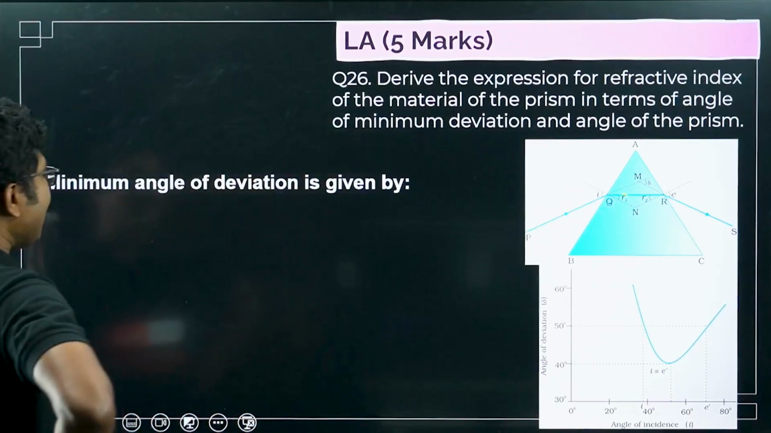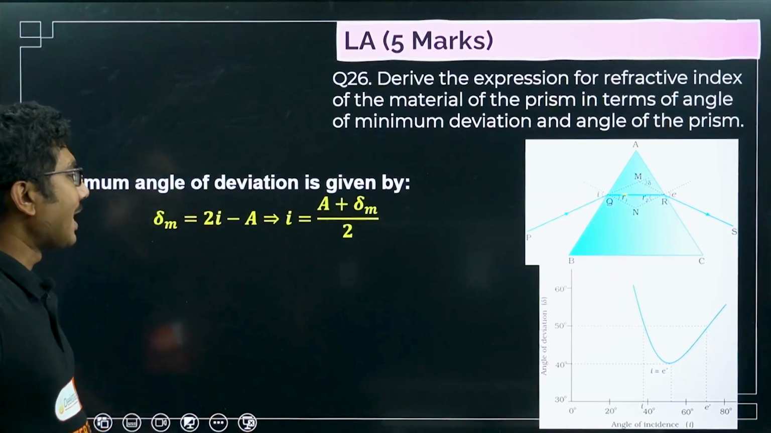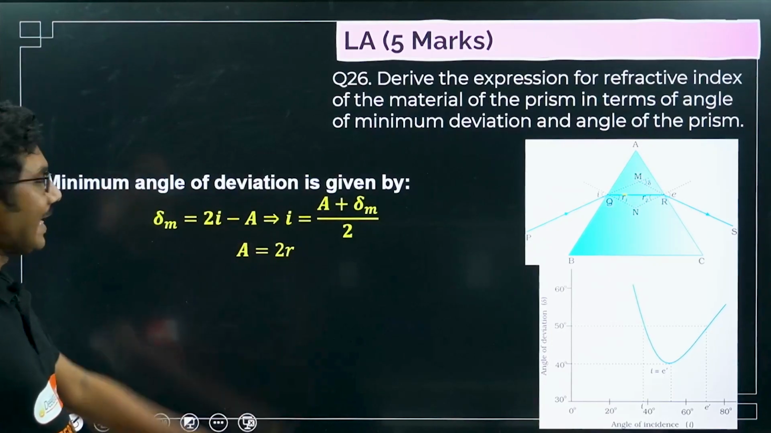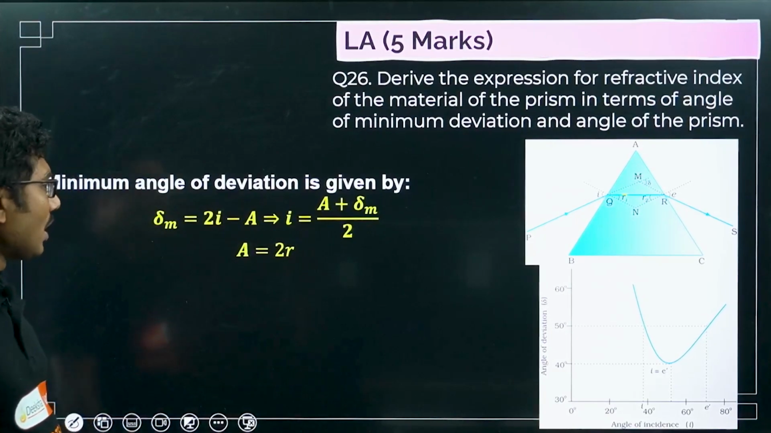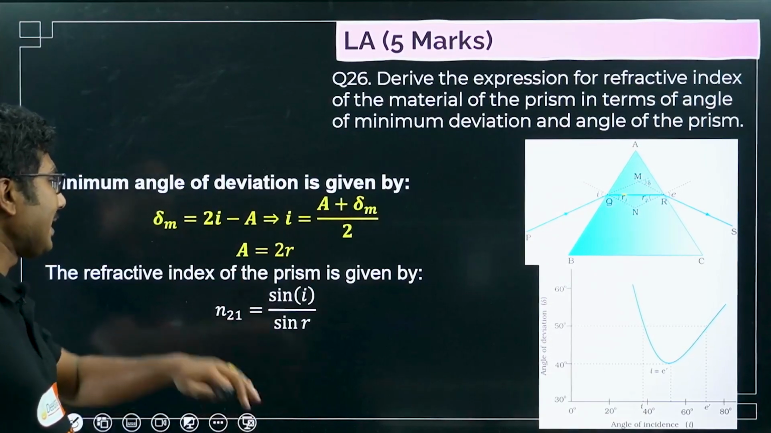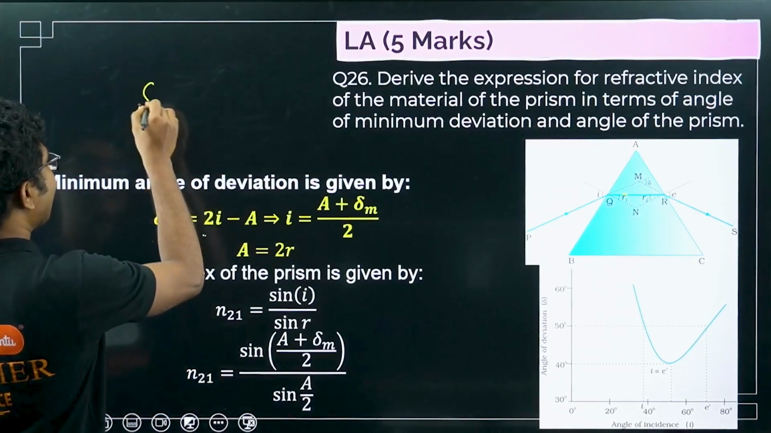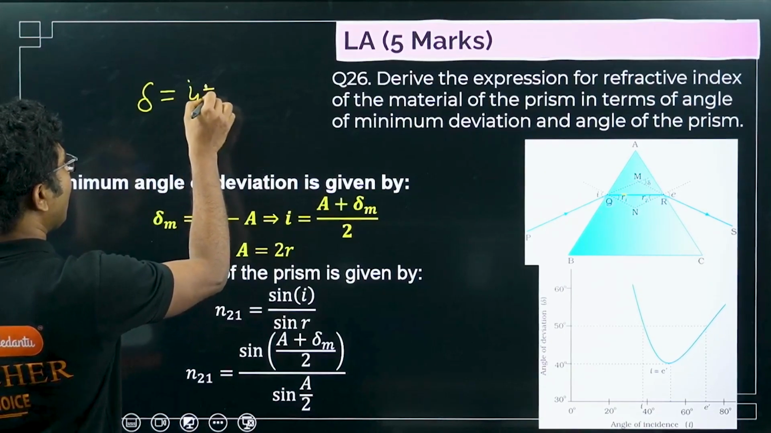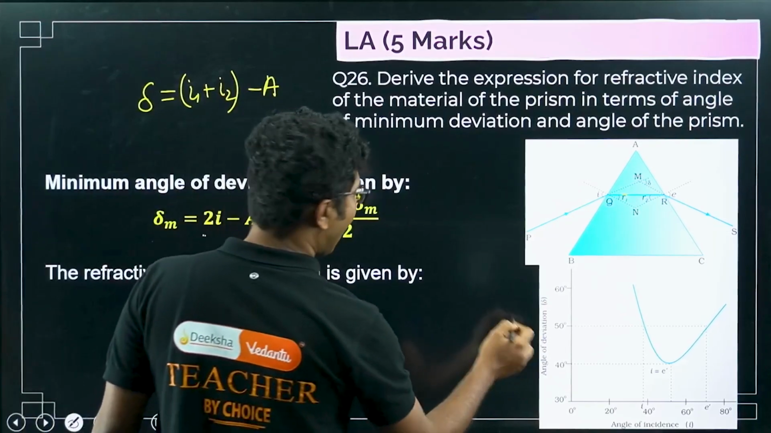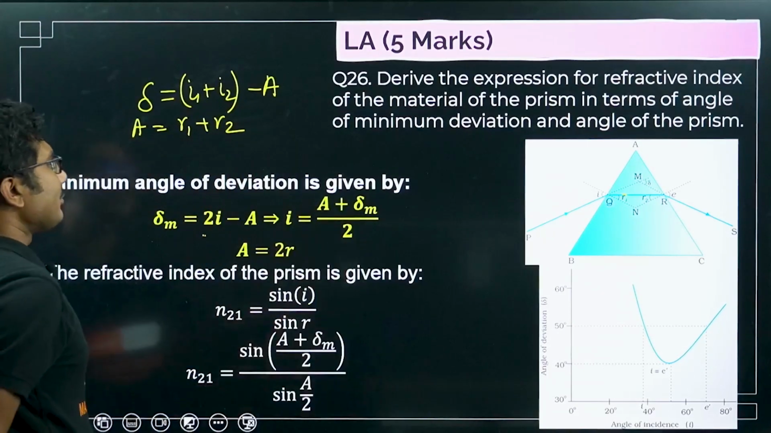Now you have to write minimum angle of deviation is given by delta m is equal to 2i minus A, that is i equals to (A plus delta m) by 2, and there you have to mention A is angle of prism is given by 2r, so the refractive index of the prism is given by n21 is equal to sin i by sin r, and from there you can do that. But before writing that, you have to mention that delta is equals to i1 plus i2 minus A. Now from this diagram, and A is equals to r1 plus r2. Okay, these two equations you have to start with.